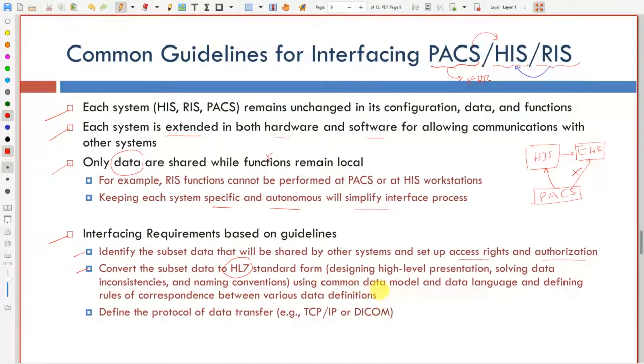Usually use common data models and data language, and define rules for correspondence between the various data definitions. Basically, you're talking about data models, like, for example, the relational data model, where you have data like a table, for example. You have rows and columns, okay? And there are other models like the object-oriented data model, for example. You actually have to define the data model that you're using.